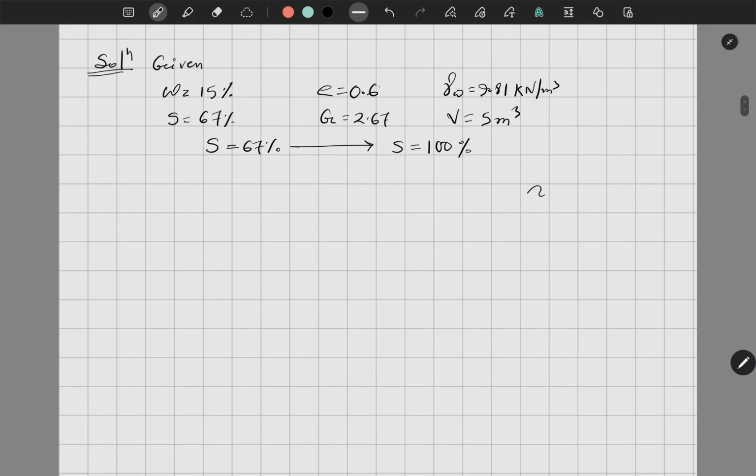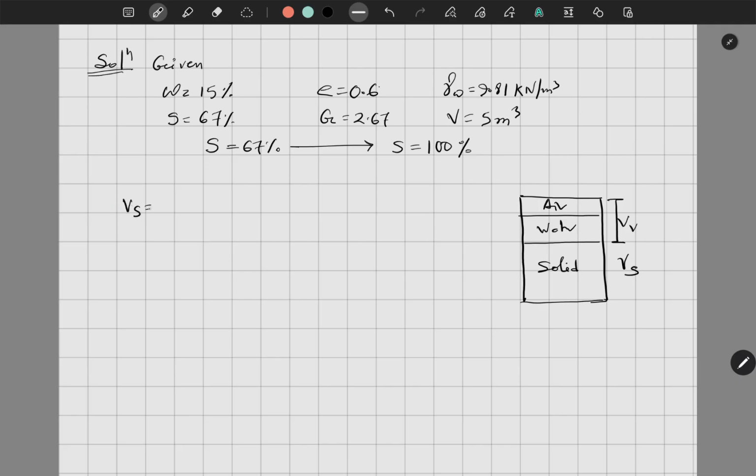Let's see the free body, meaning the three-phase diagram. Okay, this is solid, this is water, and this is air. Then this is the volume of solid, this is the volume of void. Then we can write the volume of solid is equal to total volume by 1 plus e.